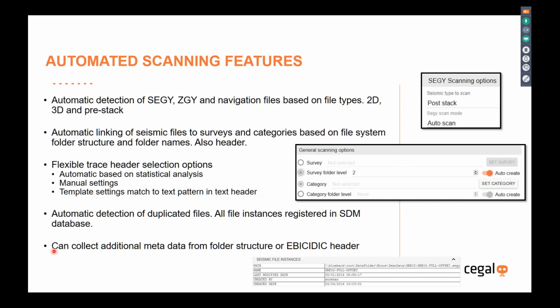In addition, we can also collect additional metadata from the folder structure, as I mentioned, but also from the EBCDIC header. So we can use something called regular expressions to extract the survey, the dataset name, category, and also the coordinate reference system.